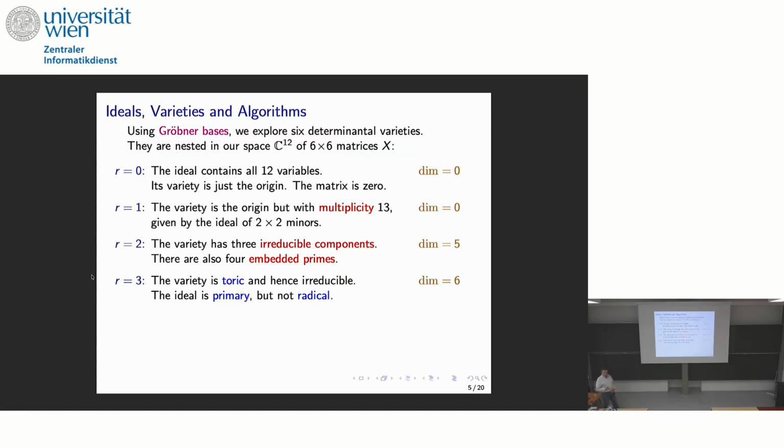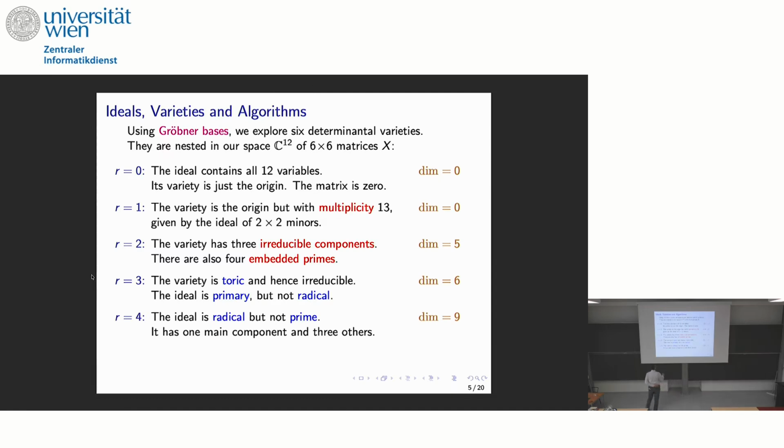So if R is 3, now we're looking at the 4 by 4 subdeterminants. So this is an interesting case. Now the variety is toric. That is to say, the radical is generated by binomials. So if we're carrying out the symmetry Lie algebra calculation that Nicholas asked about yesterday, we would find there's an algebraic torus as a symmetry group. So the variety is irreducible. The ideal is primary, but it's not radical, therefore not prime. But this toric variety is dimension 6. You can see the dimension goes up, right? As we increase the rank of the matrix, we get more and more matrices.